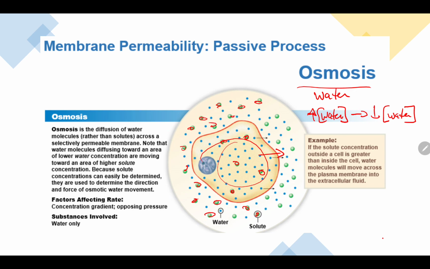So yes, osmosis is the movement of water from an area of high water concentration to an area of low water concentration. It's also the net movement of water from an area of low solute concentration to an area of high solute concentration. Okay?